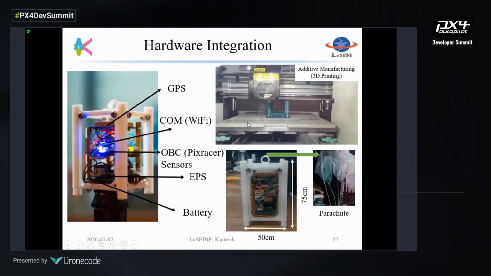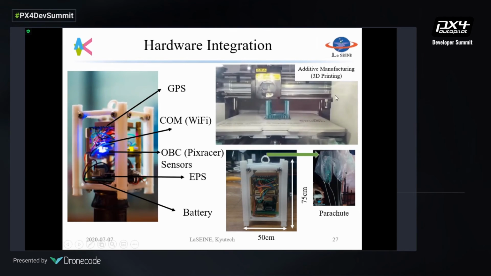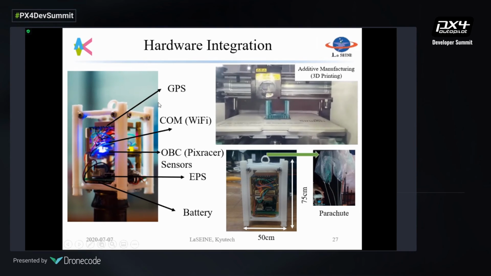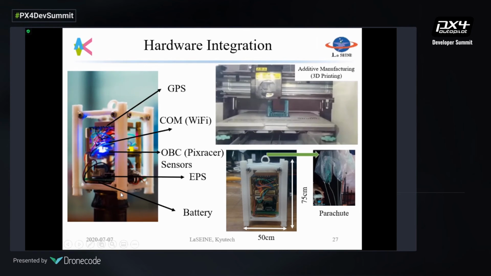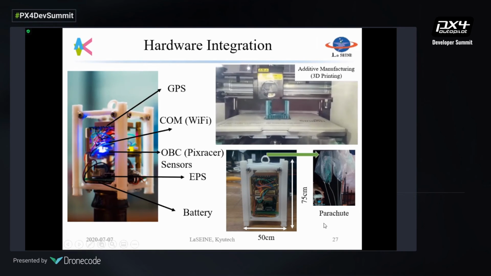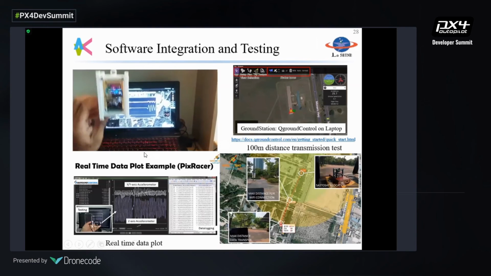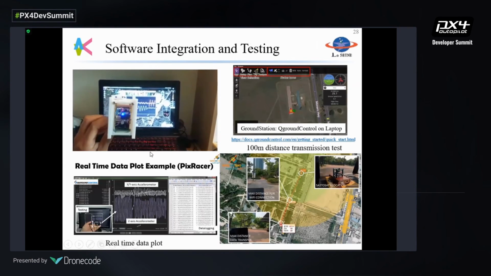The structure is then printed using 3D printing. In mechanical engineering, we call it additive manufacturing. That's just a nice way of saying it. And as you can see from before, it's been neatly packed into a small, let's say, it does look like a pico satellite. So 50 by 50 centimeter and then 75 centimeter. And then you have a parachute here that attaches here so that it doesn't fall straight to the ground. And this is just an example of the testing.